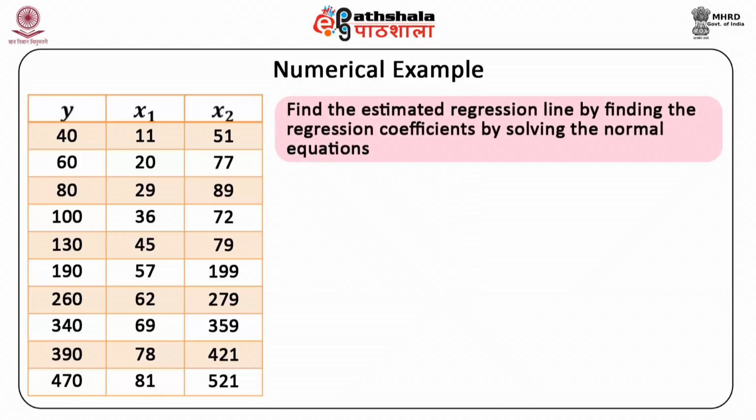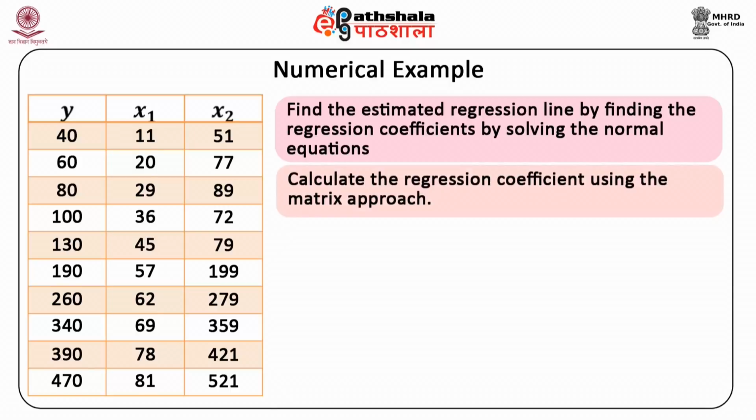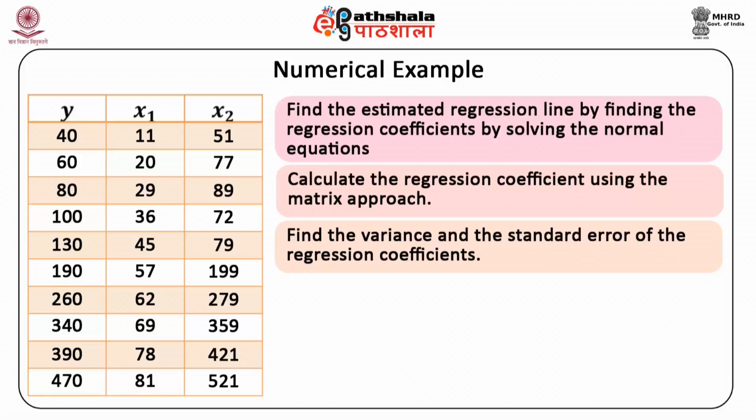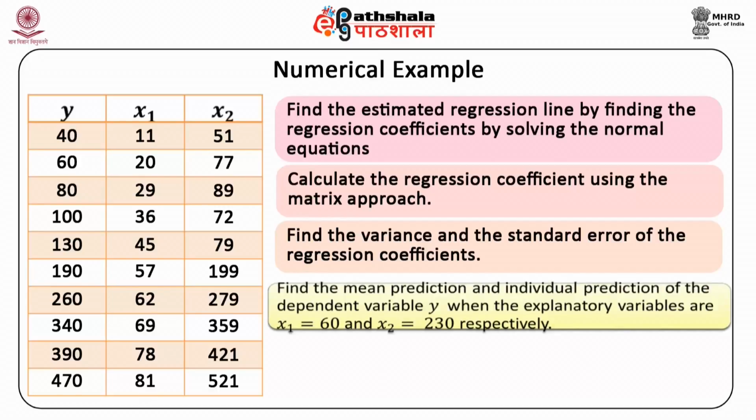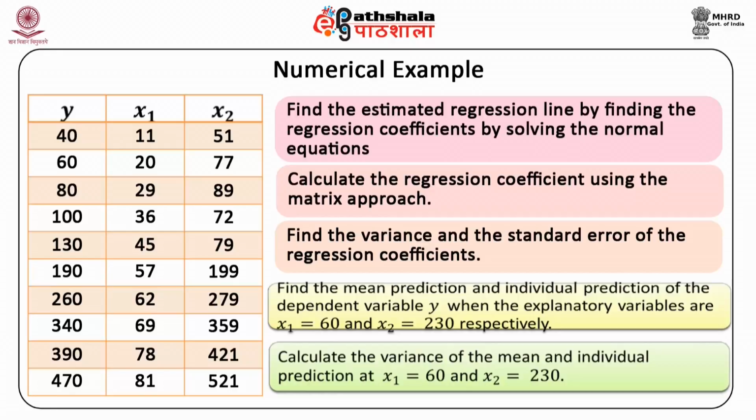First, find the estimated regression line by finding the regression coefficients by solving the normal equations. Second, calculate the regression coefficients using the matrix approach. Third, find the variance and the standard error of the regression coefficients. Fourth, find the mean prediction and individual prediction of the dependent variable y when the explanatory variables are x1 equal to 60 and x2 equal to 230 respectively. Calculate the variance of the mean and individual prediction at x1 equal to 60 and x2 equal to 230.